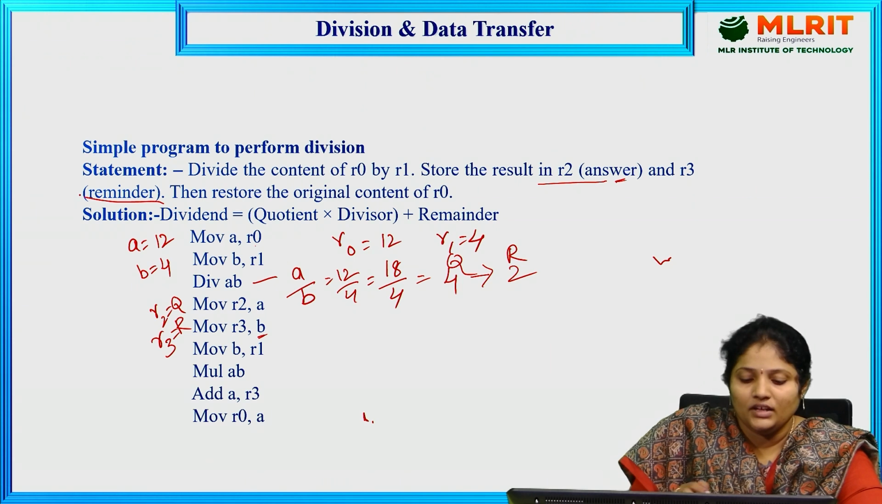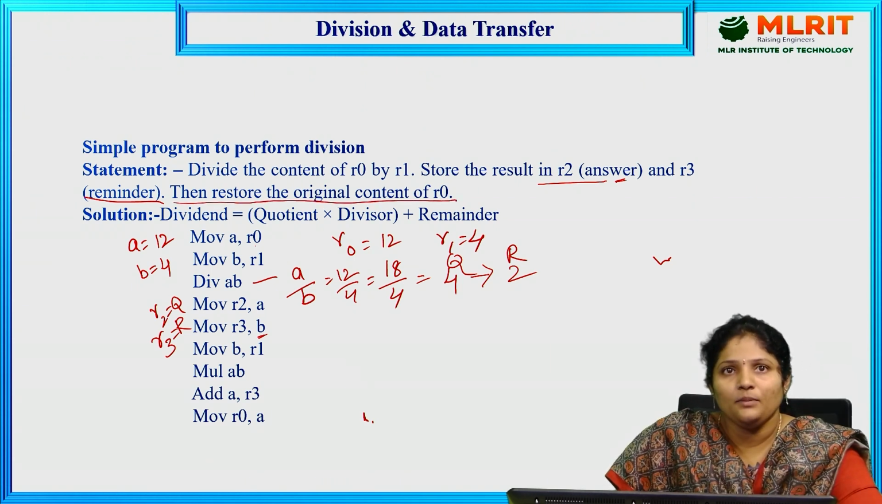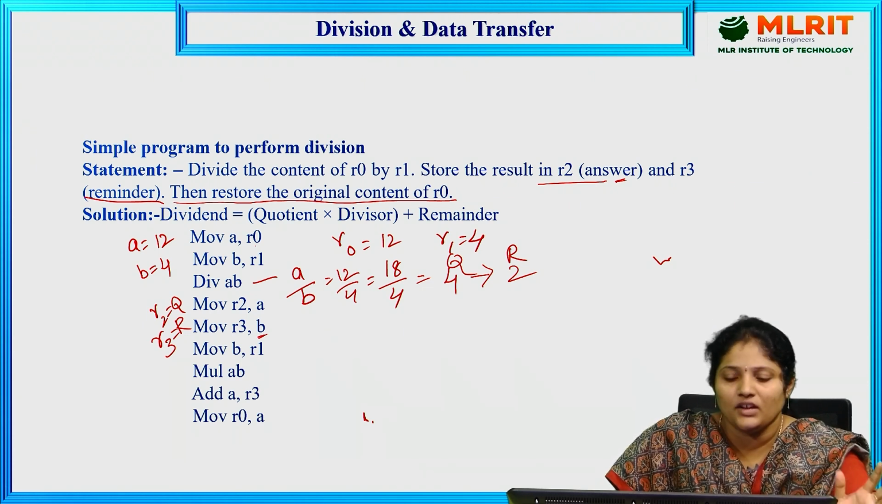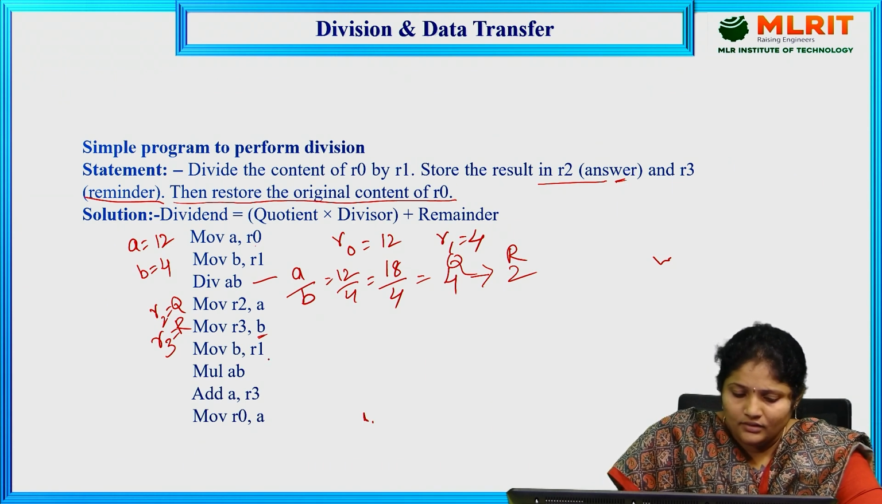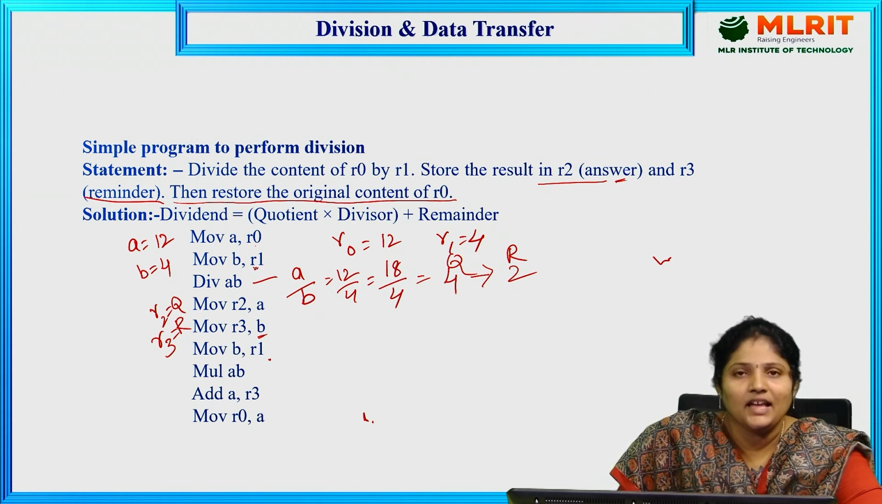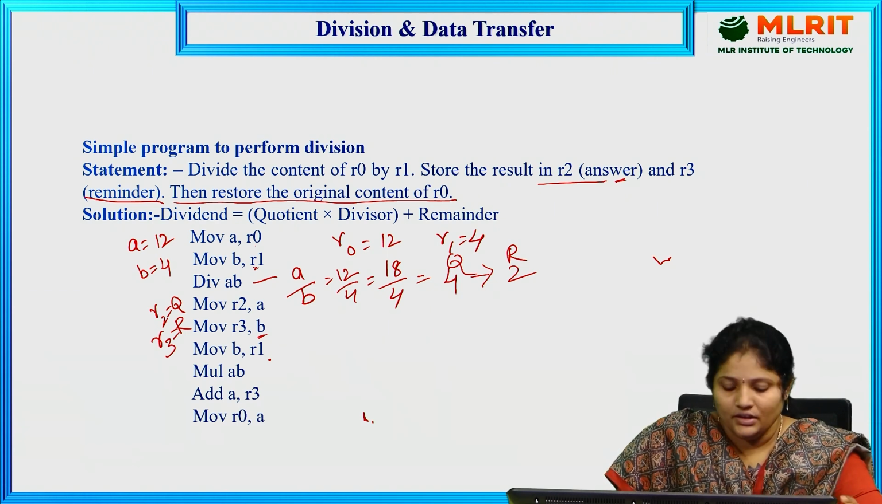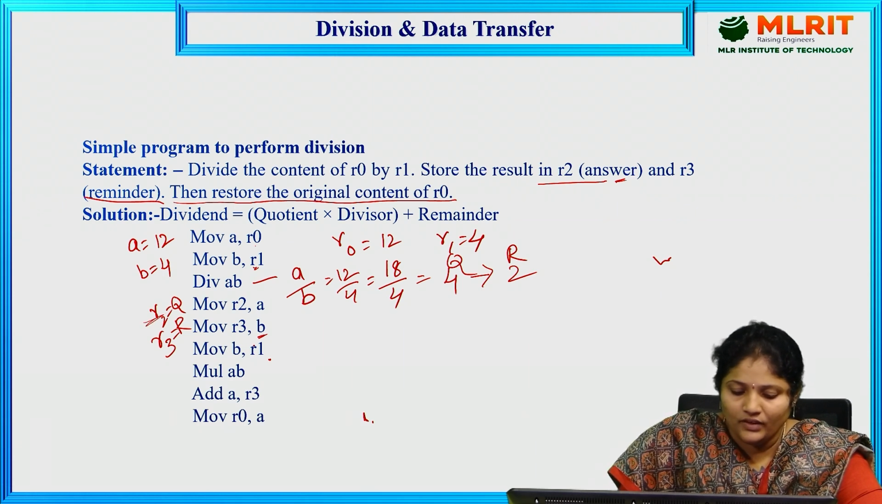Now we need to take the consideration that then restore the original content of R0. What they mentioned, so we are taking R0 as the dividend. So how we will find out the dividend? So we are having coefficient into divisor plus remainder. So first we need to multiply the coefficient and divisor. So here we know that R1 is having the divisor. So we need to multiply divisor with the quotient. So where is the quotient? R2. So that's why first we are moving it to the A.